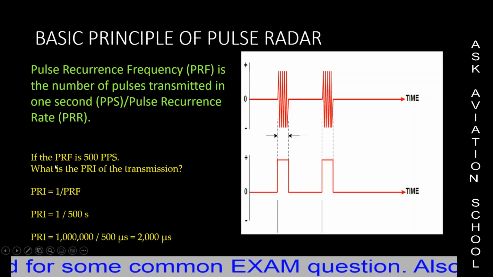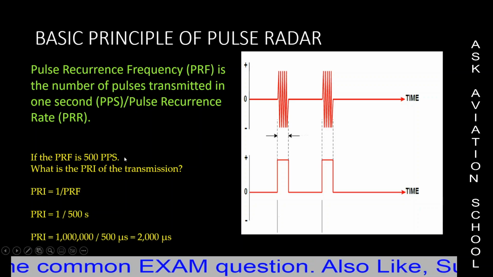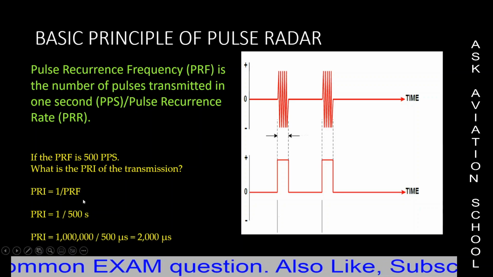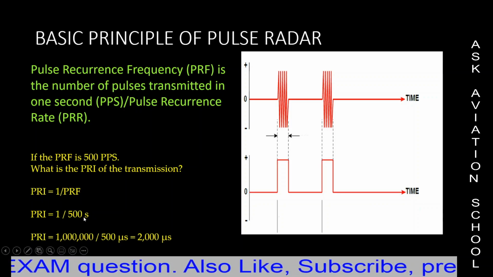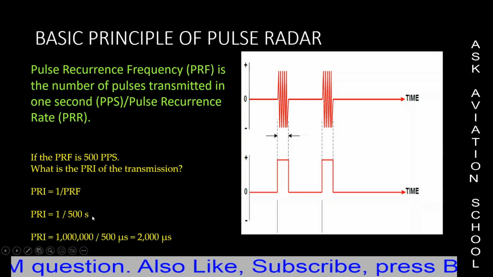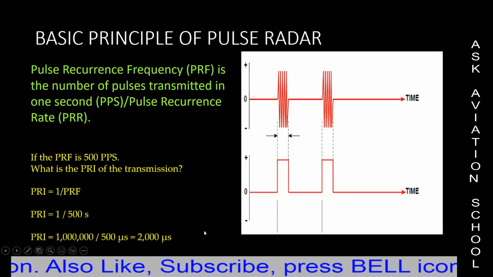So if the PRF is 500 pulses per second, what will be the PRI? The PRI will be 1 upon PRF. So 1 upon 500 seconds, which when converted to microseconds will be 2000 microseconds.